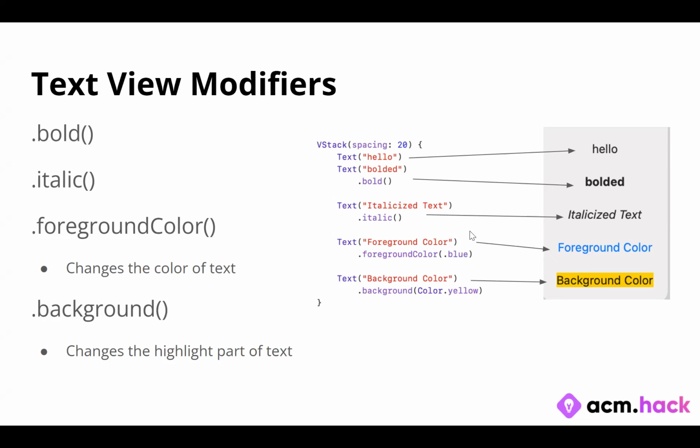All right. So we can also have button view modifiers. We can reuse the text view modifiers to change the view of the button, and we can have image view modifiers that change the image of what the button looks like.